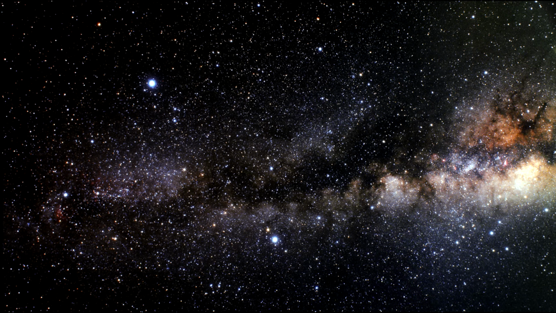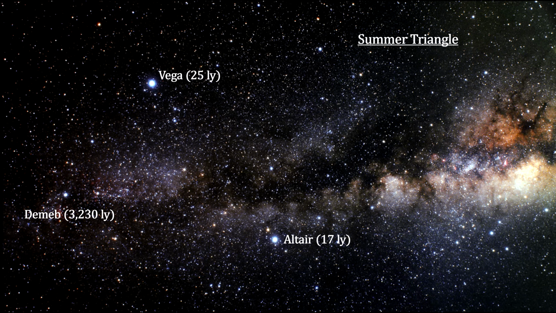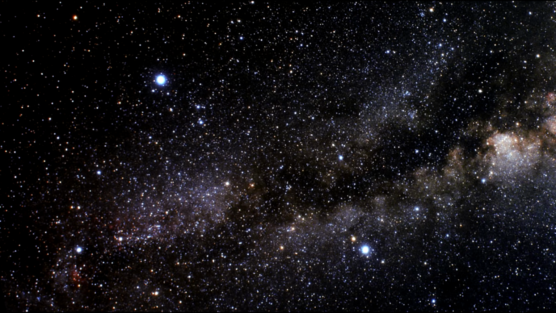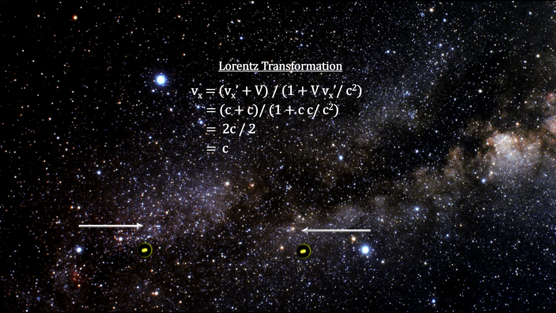In the most extreme case, suppose we had two photons traveling towards each other. Here's the northern hemisphere's summer triangle, with Vega, Altair, and Deneb. Let's say one photon is traveling from Deneb to Altair, and the other one is traveling from Altair to Deneb. Of course, each of them is traveling at the speed of light, so we would see their closing speed at 2 times the speed of light. But if we look at it from the point of view of one of the photons, we see that it sees them closing at the speed of light, not twice the speed of light.